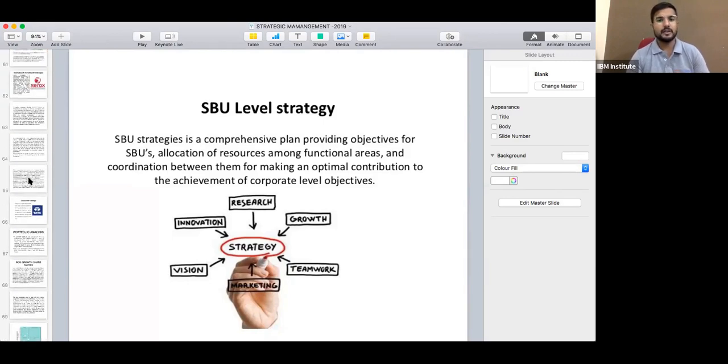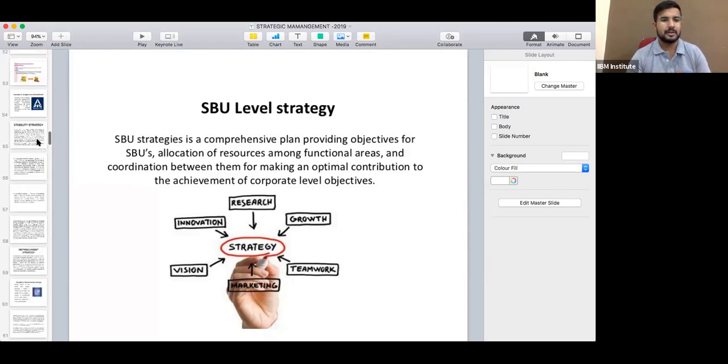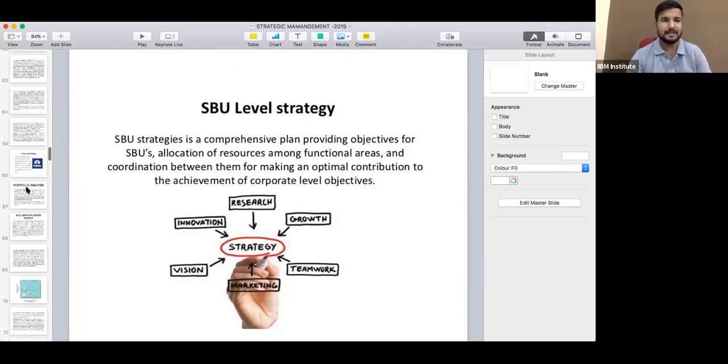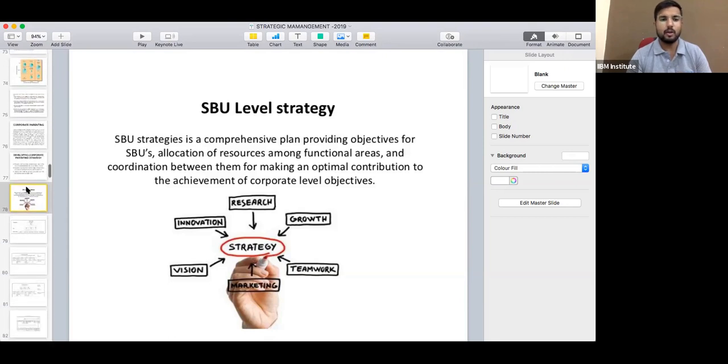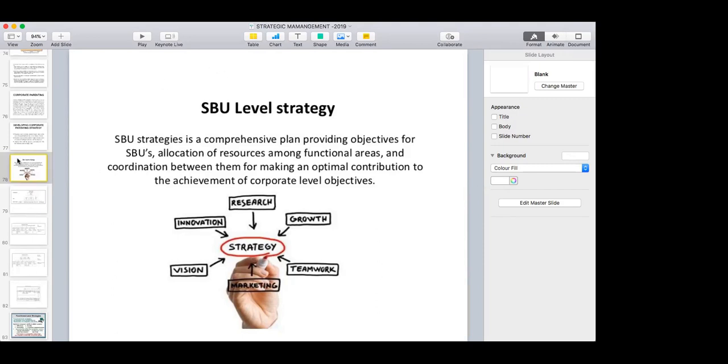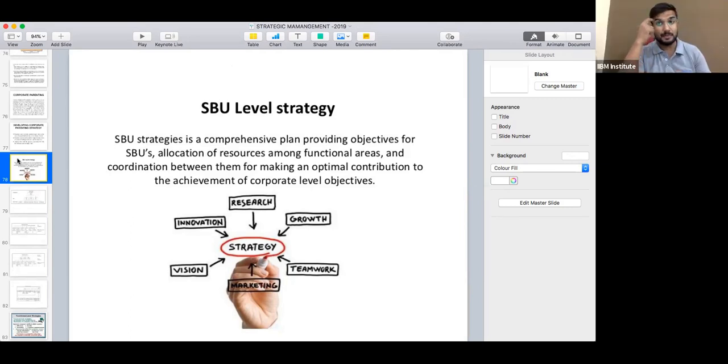It's already 6:05. So, students, in the last session, if you remember, we discussed GE matrices. Along with that, we also covered BCG matrices, and we also discussed the corporate parenting strategy. Now, after this topic of corporate parenting strategy, the next topic is called strategic business units. So first of all, we need to understand what is SBU.